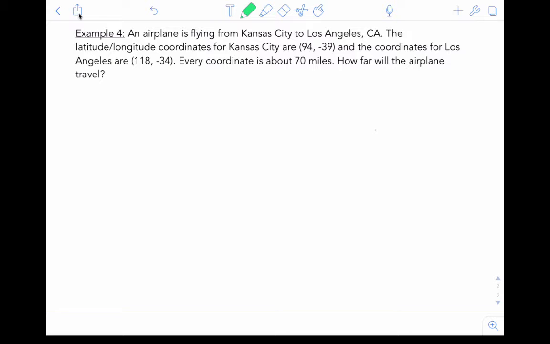So the first thing that we need to do here is find the distance between those two coordinates, and then we can find the actual distance in miles. So I need to take those two coordinates and use my distance formula that we've been working with, and then I'll convert that to miles. Okay, so I'm going to write the usual c is equal to the square root of a squared plus b squared.